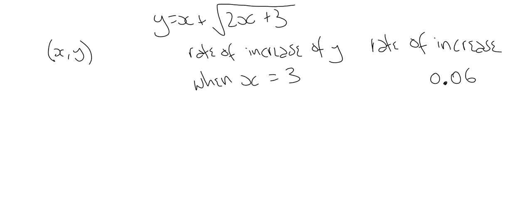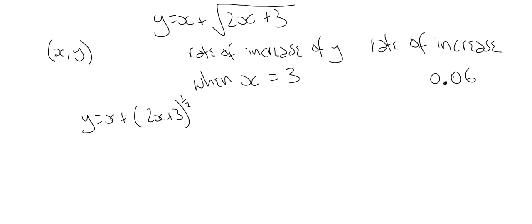So the first thing I'm going to do is rewrite this, right? We don't like to use square roots. So how do I rewrite it? 2x plus 3, to the power of a half. Good, to the power of a half. So I need to differentiate this so that I can find the rate of change. So what is the derivative?